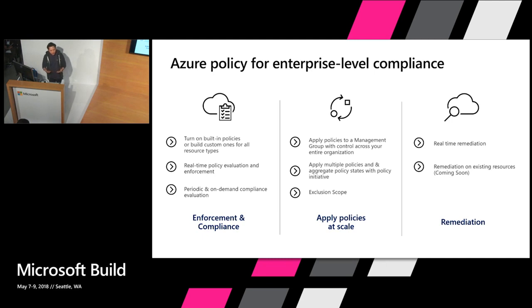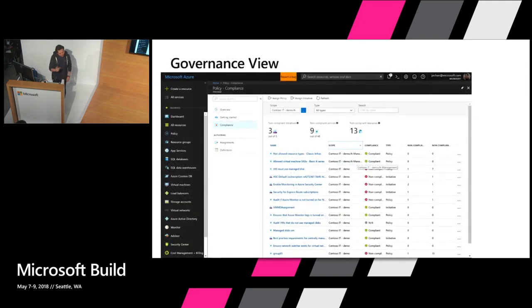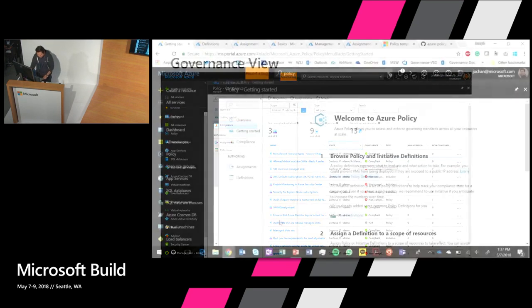And finally, policy has built-in remediation capabilities. We're going to talk about that a little bit later through an expression called deploy if not exist. So it will allow you to deploy an ARM template if a particular resource configuration is not done according to the way you have specified. Okay. So let's take a quick look at what policy looks like in the demo.